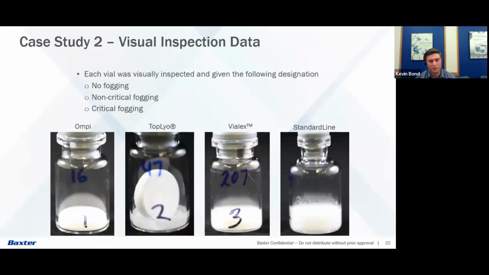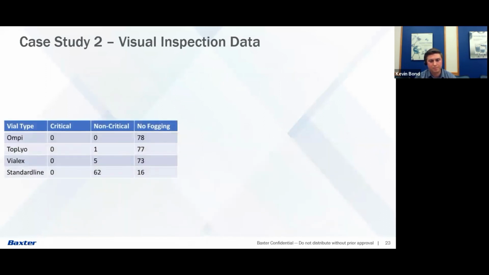The cake is still intact. We don't believe this to be anything more than, again, kind of a cosmetic thing. And the cake separating from the vial does seem to be common, or at least not uncommon, for vials with a hydrophobic coating. So after our visual inspection and grading the vials, we tabulated those, and the results are shown here in this table.